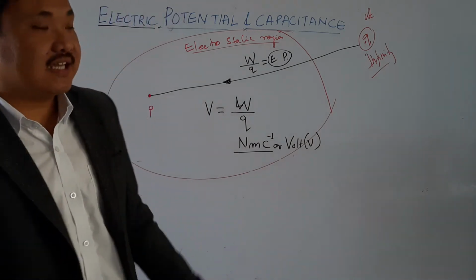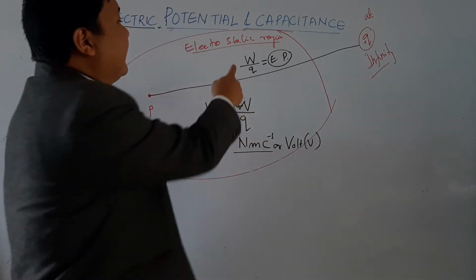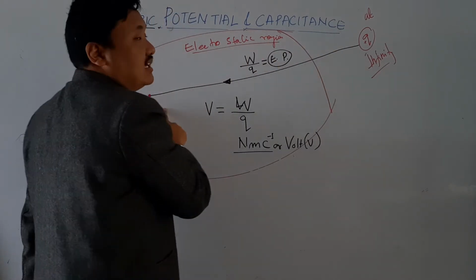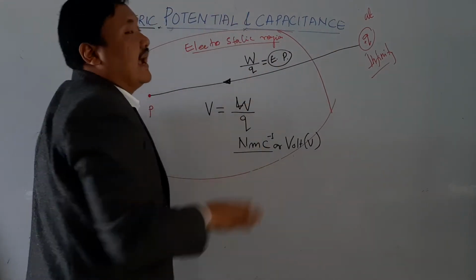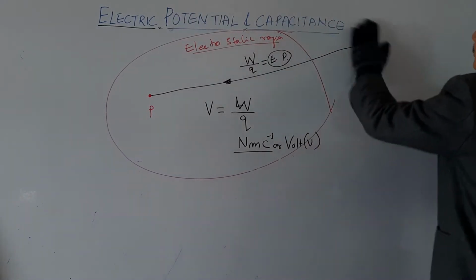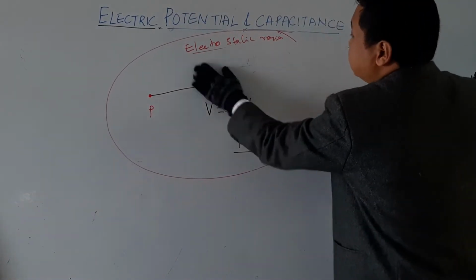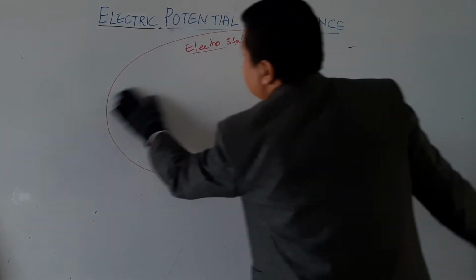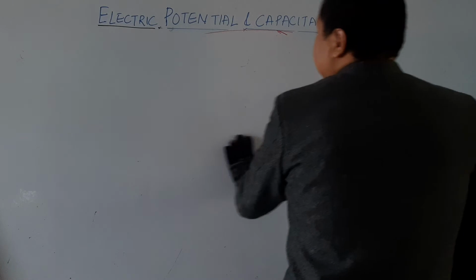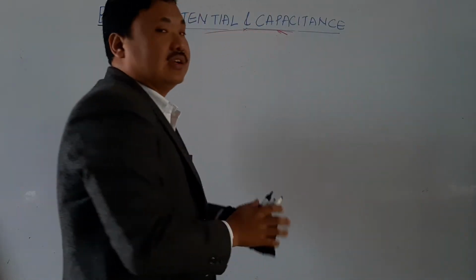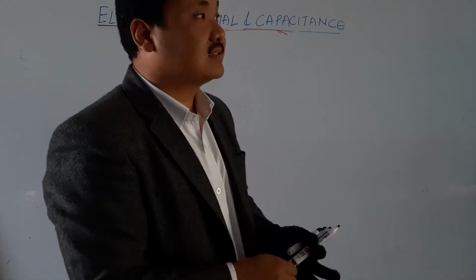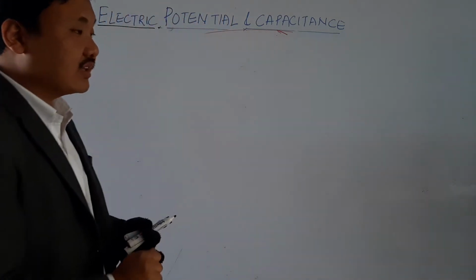Electric potential is the amount of work done in bringing a positive charge from infinity to that point in an external electrostatic field. Please remember the work has to be performed against the electrostatic field, and that electrostatic field could be because of so many charges, some source charges.